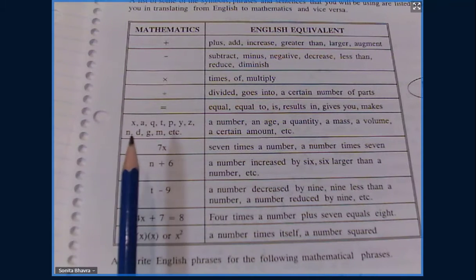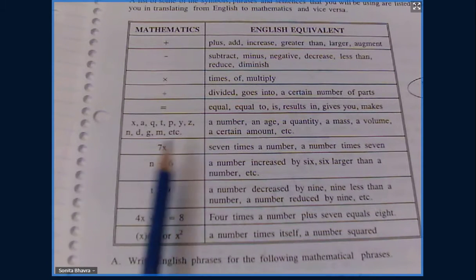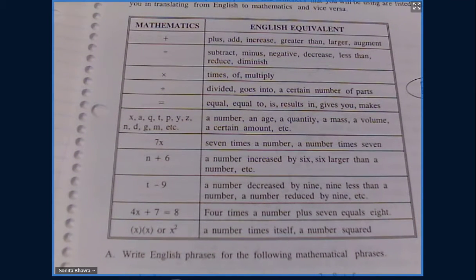Here we just have a list of letters, and letters always represent variables, so it could be whatever the variable represents in the context of the phrase. So it could be a number, an age, a quantity, a mass, a volume, a certain amount. Here we have 7x, and like we've talked about in algebra, anytime you have a number and a variable together, it always means multiplication. So 7 times a number, times 7.